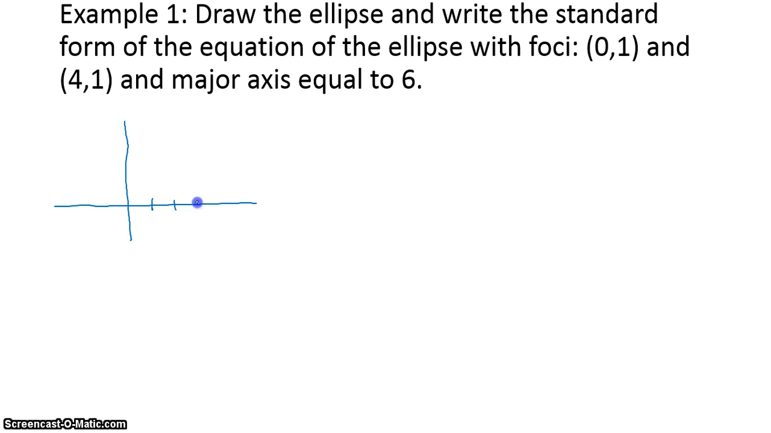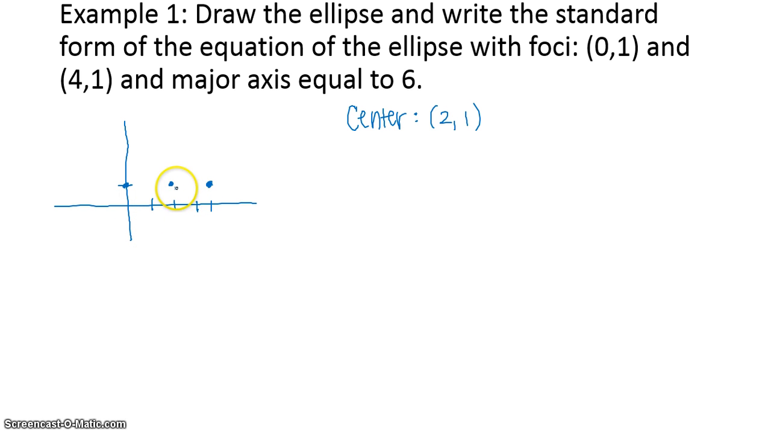So 1, 2, 3, 4. So 0, 1, and 4, 1, and a major axis equal to 6. First thing, if my foci are at 0, 1, and 4, 1, I know that right in the center of them should be my center. So my center is at 2, 1.